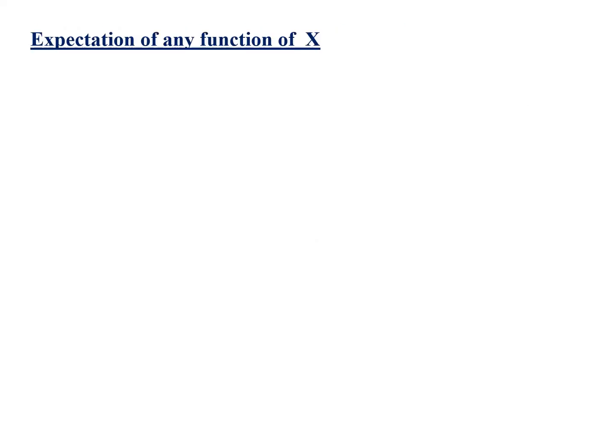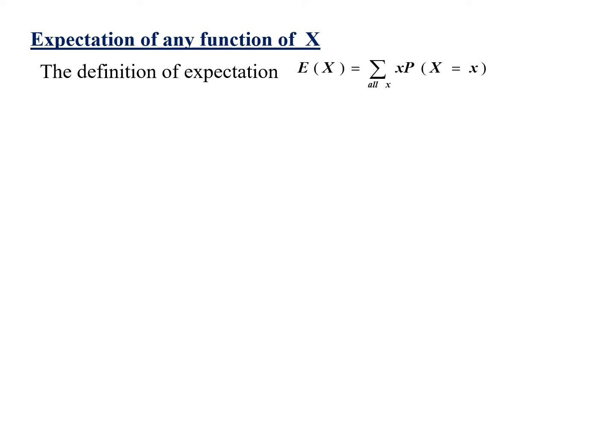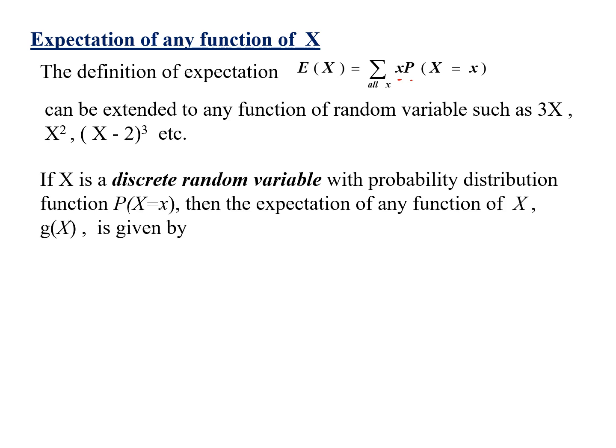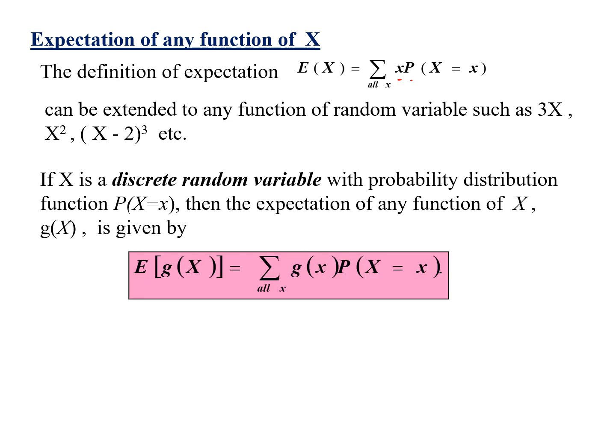Expectation of any function of X. The definition of expectation, E(X) equals the summation of x times the probability, can be extended to any function of random variables such as 3X, X squared, (X minus 2) to the power of 3, and so on. If X is a discrete random variable with probability distribution function p, then the expectation of any function of X, g(X), is given by E(g(X)) equals the summation of g(x) times the probability.